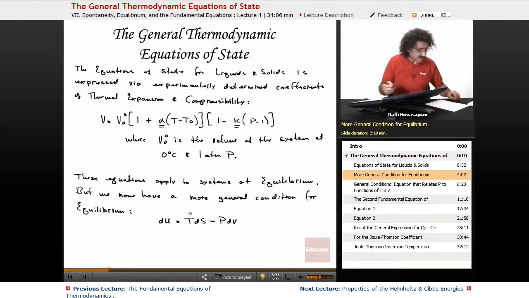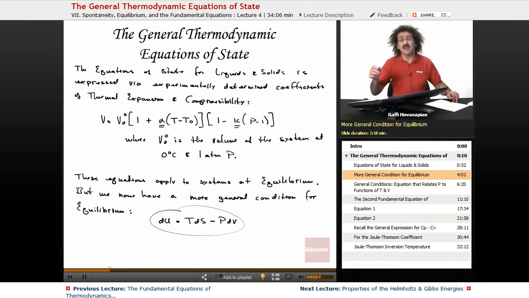Okay, now, from this, let's see if we can actually derive a more general equation of state that applies to solids, liquids, gases, any phase, any system, any time, under any conditions. Okay, so let's see what we can do.